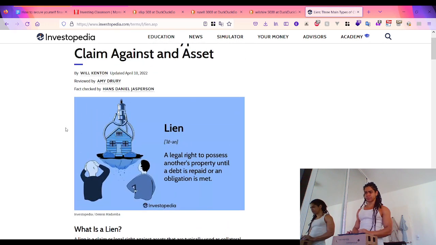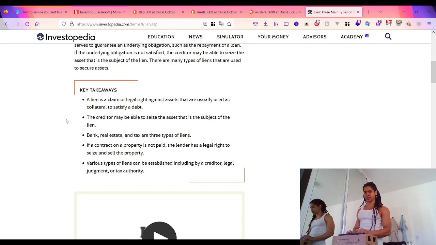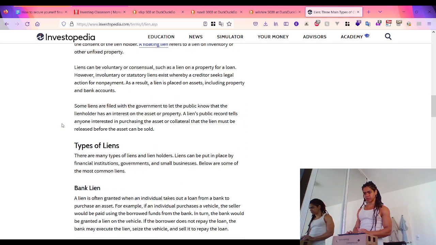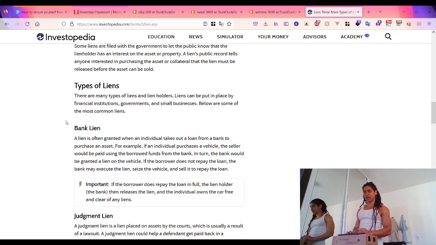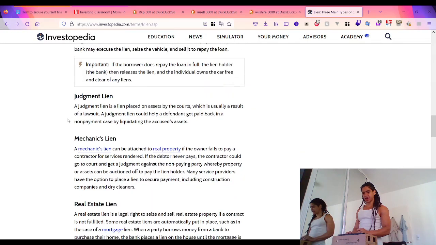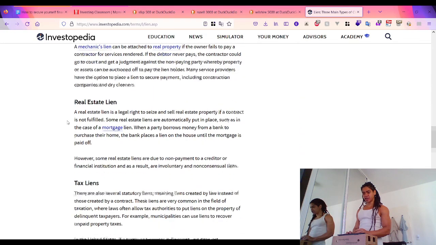But again, a lien is a legal right. It's a legal right to possess another's property until a debt is repaid or an obligation is met. Then you have types of liens: bank lien, judgment liens, mechanics liens, real estate lien, and tax lien.